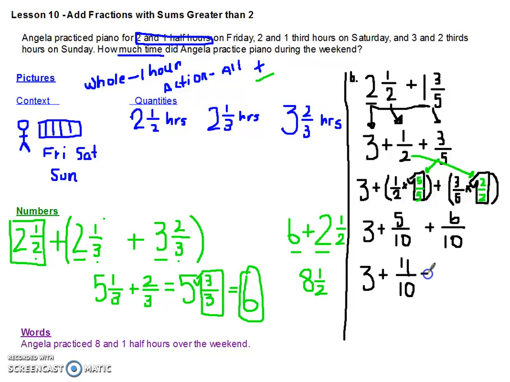Now what you'll notice is my fraction is an improper fraction, meaning there is a whole there. So I can take my 3 and I can split up this 11 tenths into 10 over 10, which would be equal to 1. And then I'm left with 1 over 10. So these two right here are equal to that 11 tenths. And then I have 3 plus 1 and my 1/10. So my answer is 4 1/10.